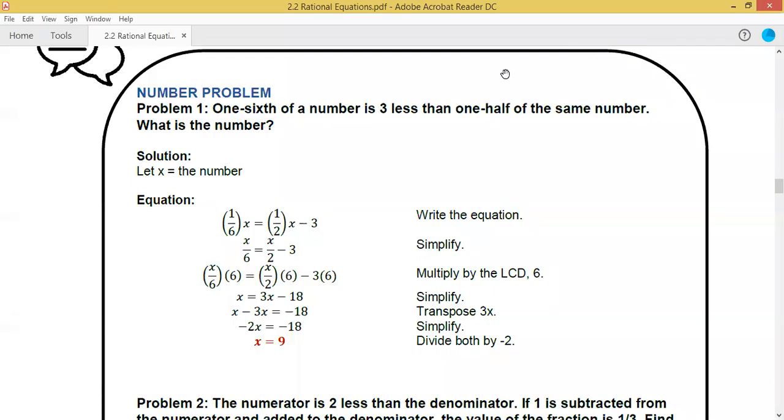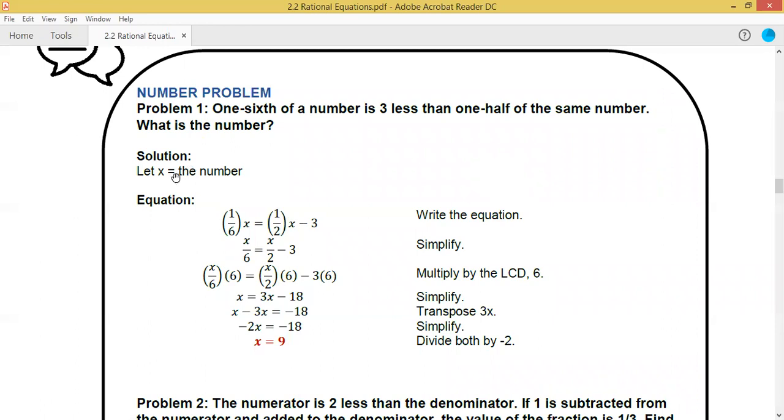Hello there. This time, we'll have the rational equation, especially on its word problem. Our first problem is a number problem. The problem states that 1/6 of a number is 3 less than 1/2 of the same number. What is the number? Do you know the number?